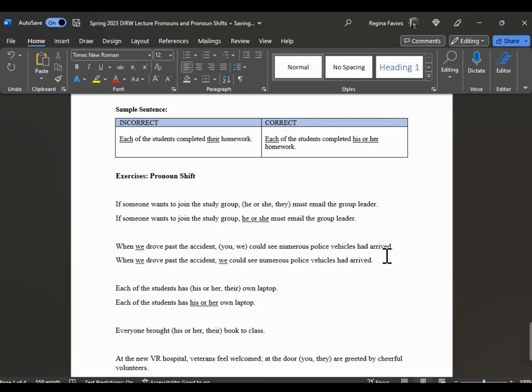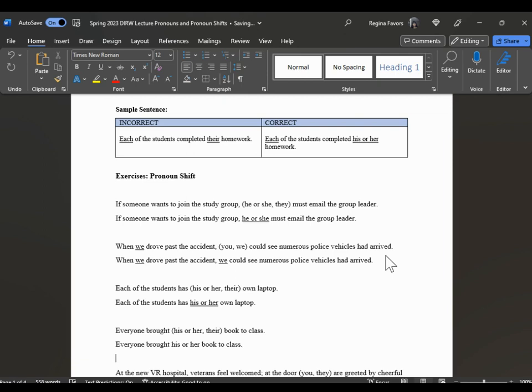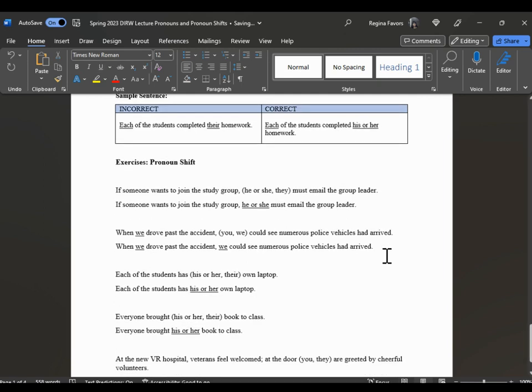Everyone brought his or her book to class. You know, it's kind of strange. Even though I'm typing it here, I still want to put their book to class because it's in a possessive, but we're just going to put his or her book to class because we know that his or her is the correct answer because book is in the singular. Okay. If it was everyone brought books to class, then it would likely be everyone brought their books to class. But book is in the singular.